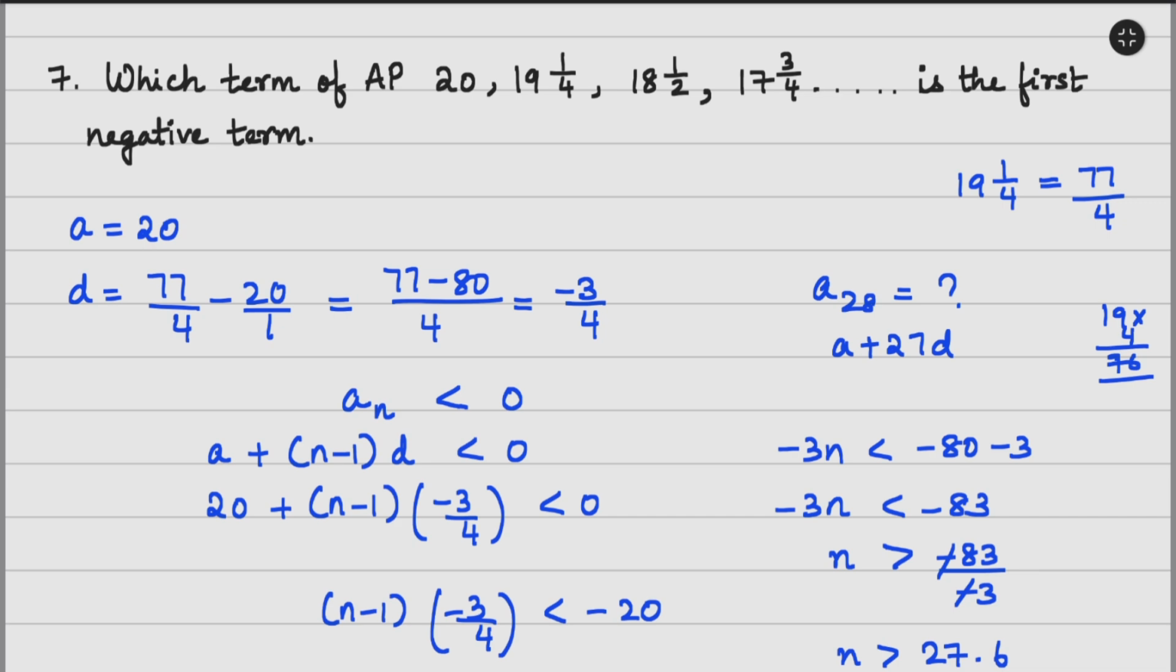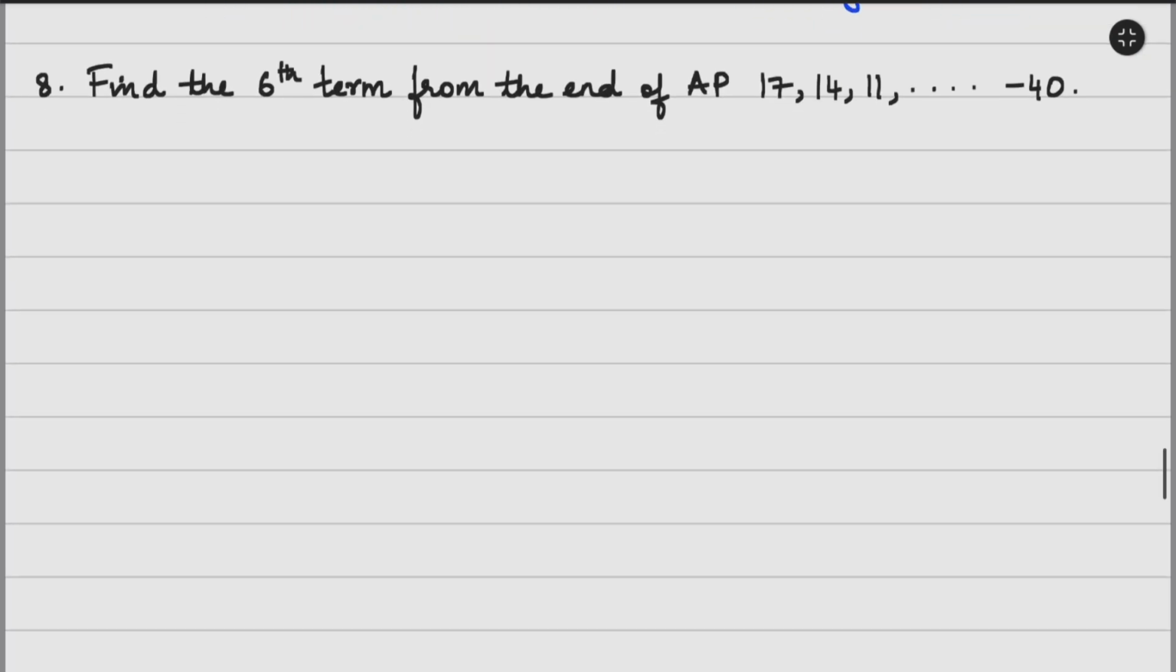Let's move on to the next question. Find the sixth term from the end of the AP. So whenever you are given an AP and you're asked a term from the end, just reverse the AP. So let me write the AP from the end, that is minus 40 will become my first term, and so on, 11, 14 and then 17.